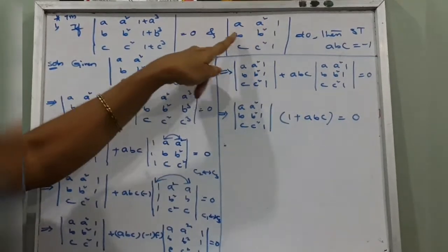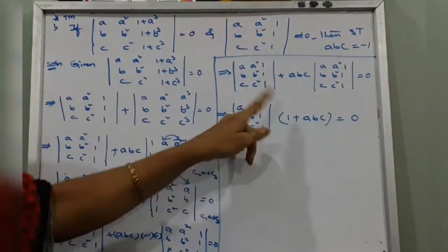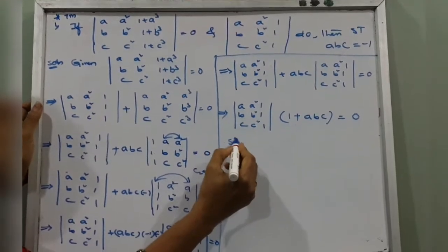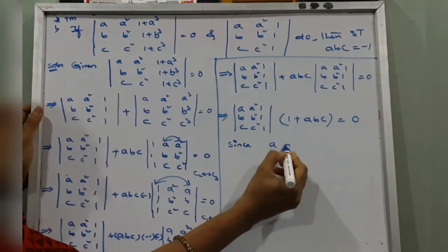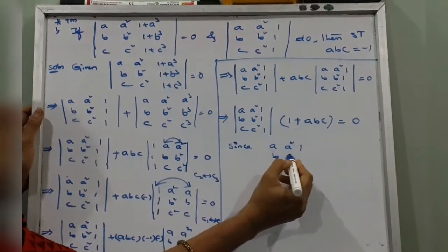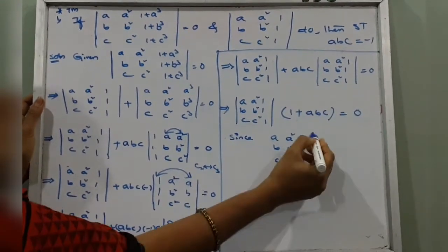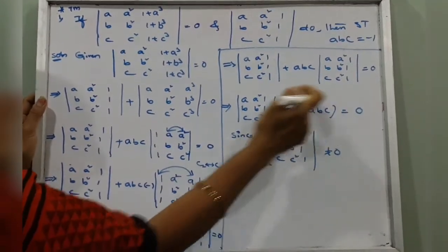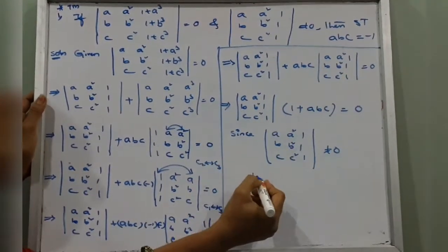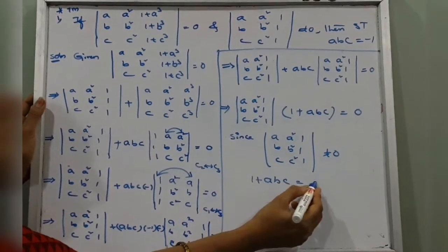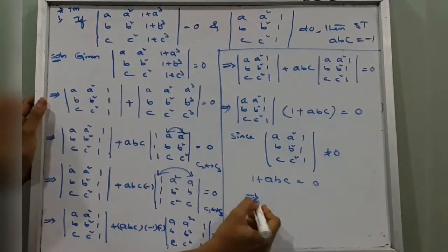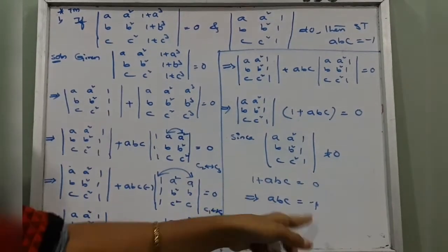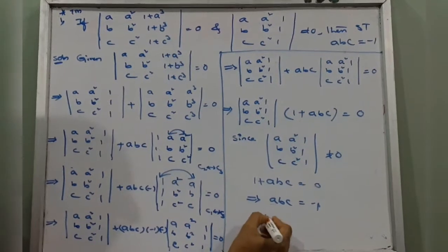But since the determinant of a square 1, b square 1, c square 1 is not equal to 0, then 1 plus ABC must be 0. Then 1 plus ABC is equal to 0. From this, ABC is equal to minus 1, hence proved.